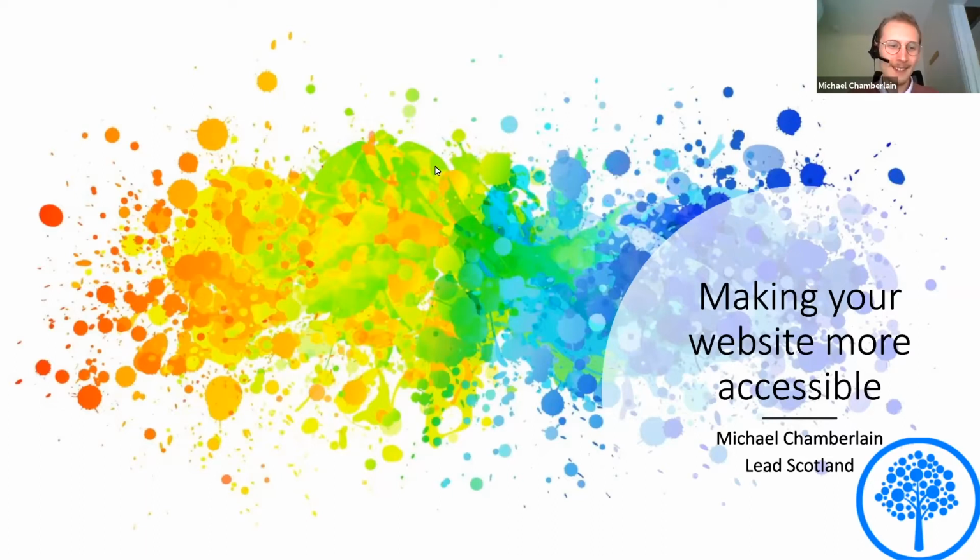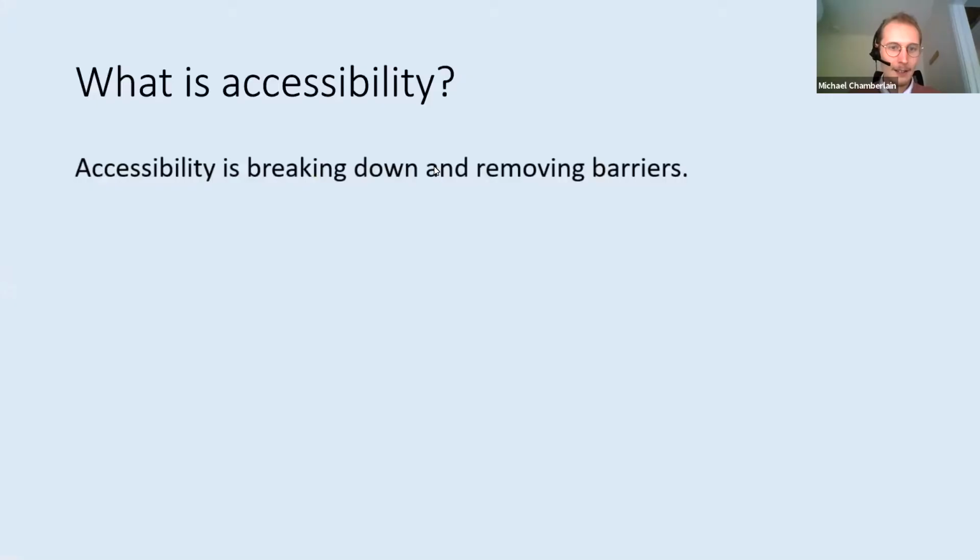Right. So I'm going to start by just talking about what accessibility is. And we're going to be thinking about layout, navigation, and forms in terms of website accessibility. But before we get stuck into anything, we're just going to ask, what is accessibility? Now, accessibility is something that you might have heard of. You might have a fuzzy idea because it is a fuzzy concept. But at really the basic level, we are just about breaking down and removing barriers.